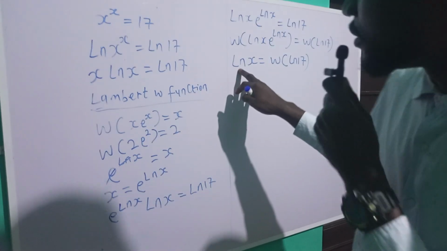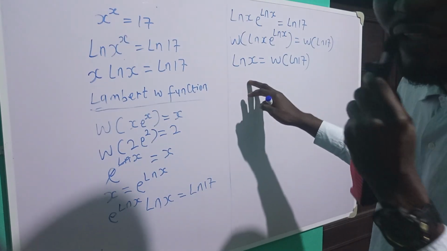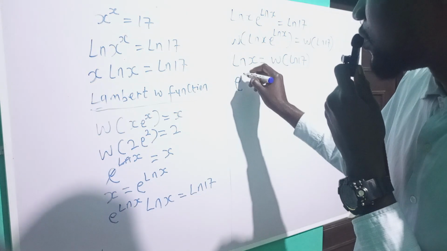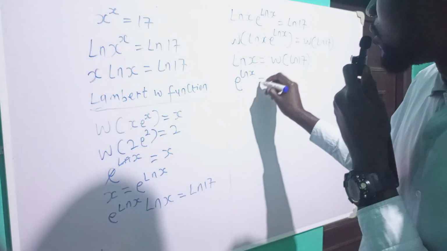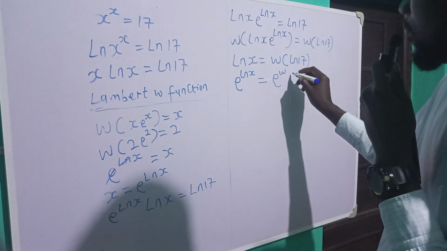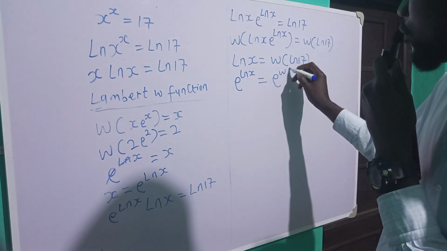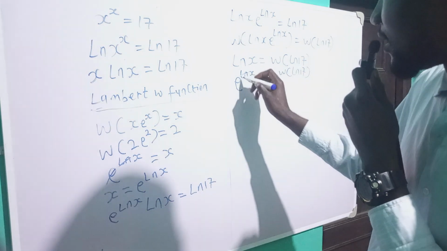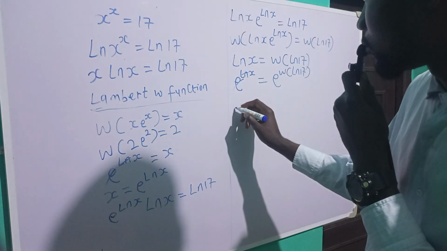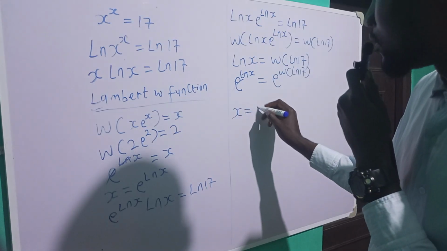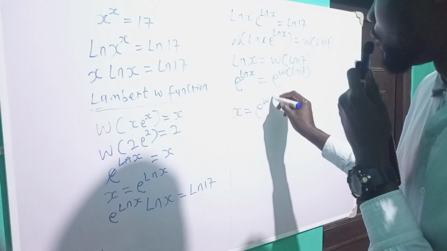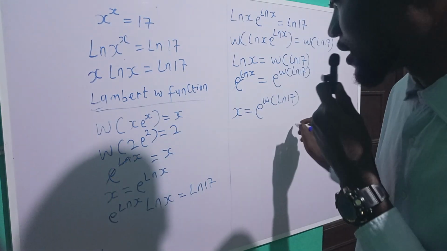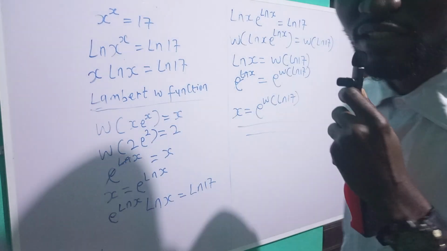Now, remember I told you that e and ln are inverse functions. So I need to get rid of this natural logarithm. So I will introduce e to both sides because I want to get rid of this natural logarithm. So that will be e raised to power ln x is equal to e raised to power the Lambert W function of ln 17. So that means that this ln can cancel this e. So we'll be left with x is equal to e raised to power the Lambert W function of ln 17. Now this is the value of x that can satisfy this equation.